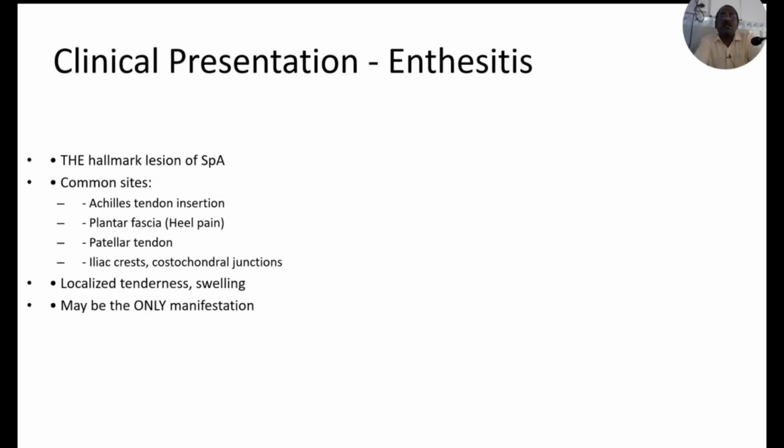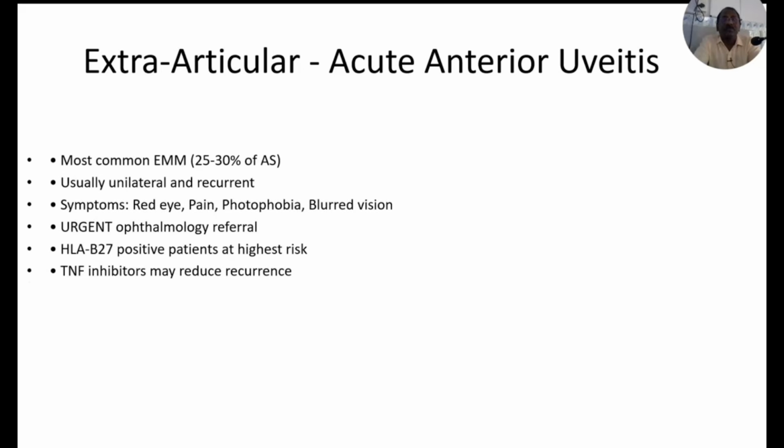Enthesitis is the hallmark lesion of spondyloarthritis. The common sites: Achilles tendon insertion, plantar fascia, heel pain. Mostly after taking rest, once you touch the ground after this class, you will get the pain on touching the floor. That is your heel pain or Achilles tendon pain, which shows enthesitis. Also patellar tendon pains, iliac crest, costochondral junctions. That is the reason for the reduced chest expansion, because of costochondral junctional involvement. There will be localized tenderness, localized swelling. Maybe the only manifestation is enthesitis. So you should give a lot of respect to enthesitis in all spondyloarthritis individuals. That may be the only manifestation.